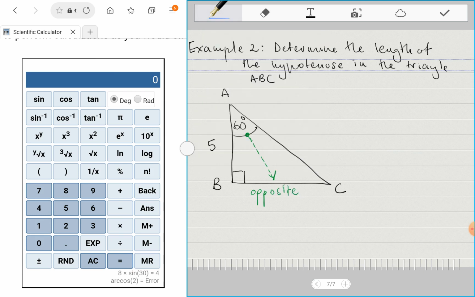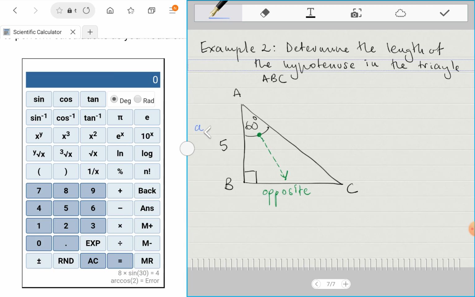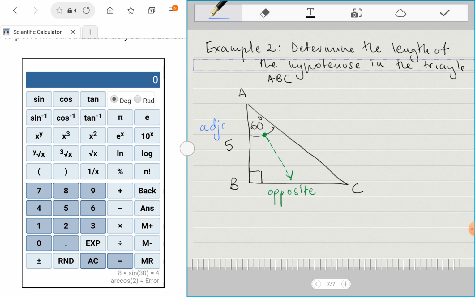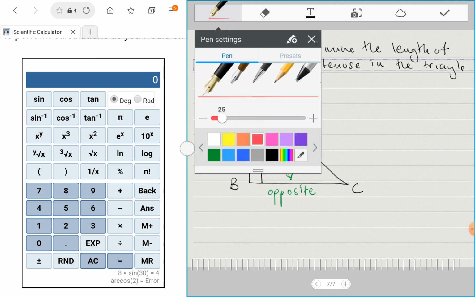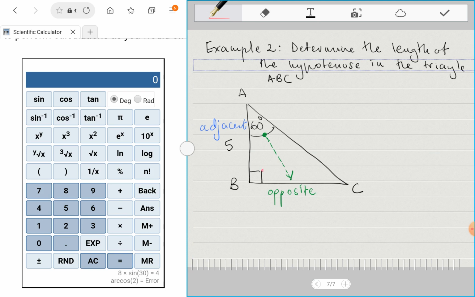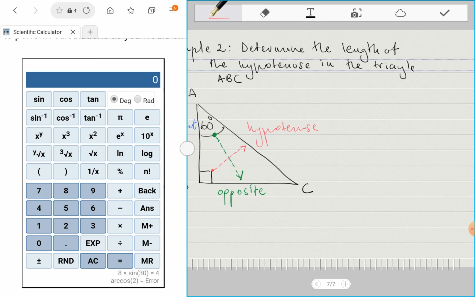And obviously next to this angle here would then be my adjacent. Okay, it would be my adjacent side, and then in red, let's put in the opposite of the right angle, which would then be my hypotenuse side. Okay, right, then we're going to write down our SOHCAHTOA.